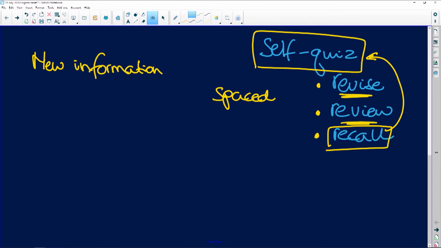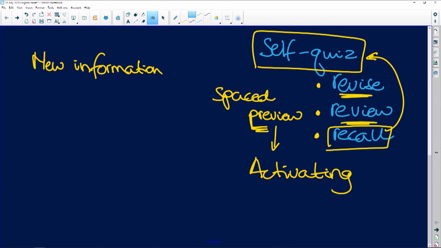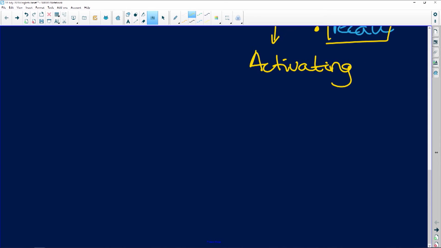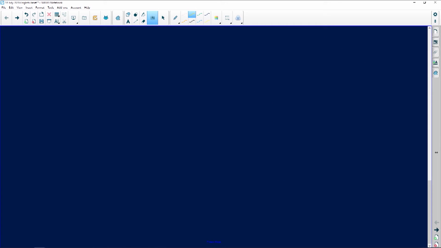So review or preview. Do it beforehand so that you are then looking at activating your neural pathways, activating your mind. That electricity that isn't in your previous lesson but is actually in your brain. Right, so let's self-quiz. Let's write down as many prepositions as we can. Right, go.